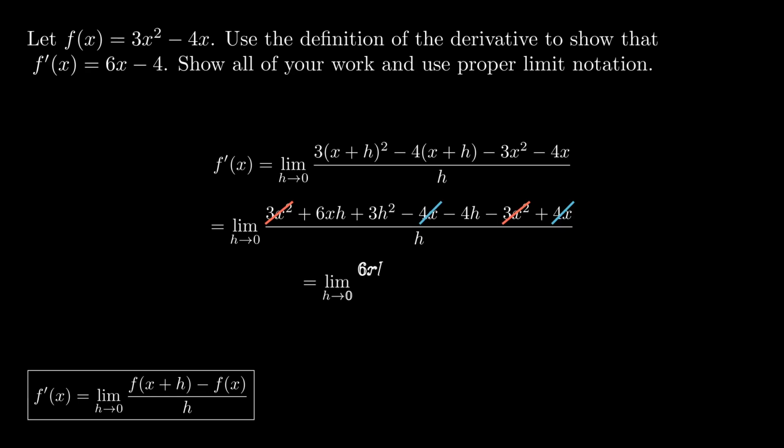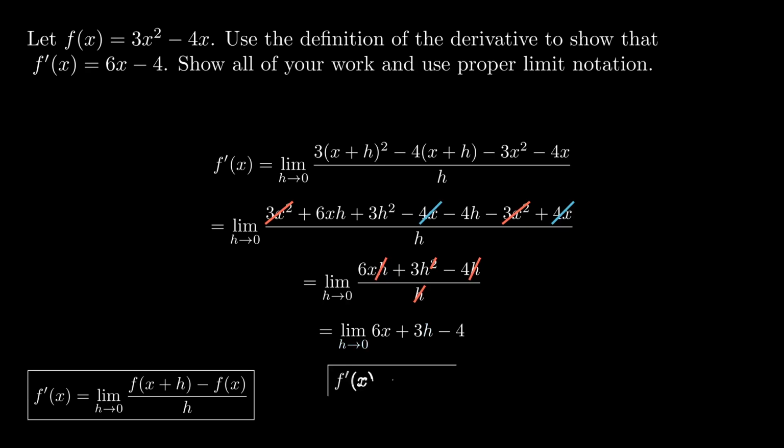Now that we have an expression where every term in the numerator and every term in the denominator has an h, we can go ahead and simplify this fraction by canceling one h out from each term. Simplifying this gives us an expression where we no longer have h in the denominator. Now we can apply our limit without having to worry about a 0 dividing. And plugging in h equals 0 gives us our final answer of 6x minus 4.